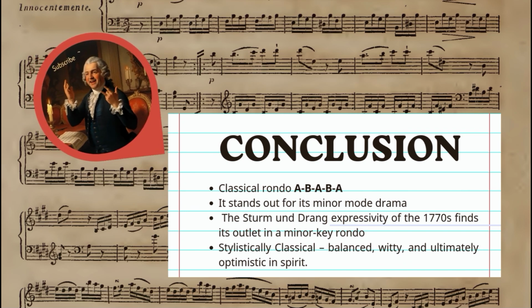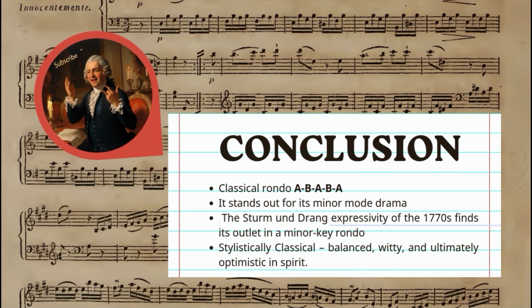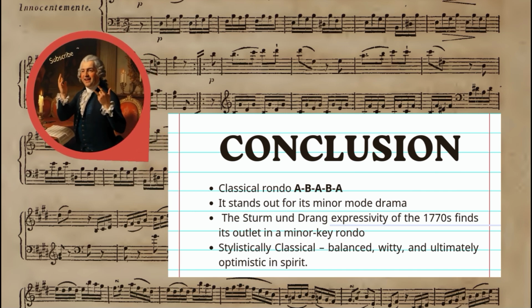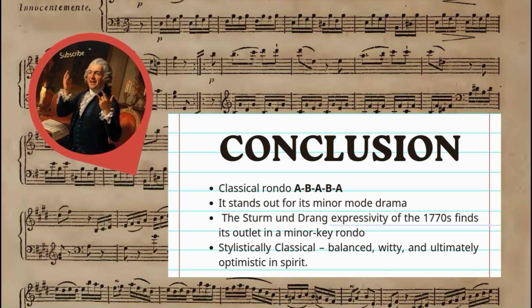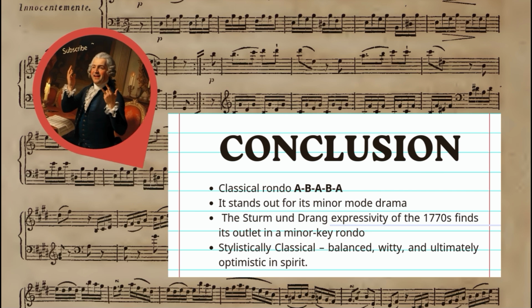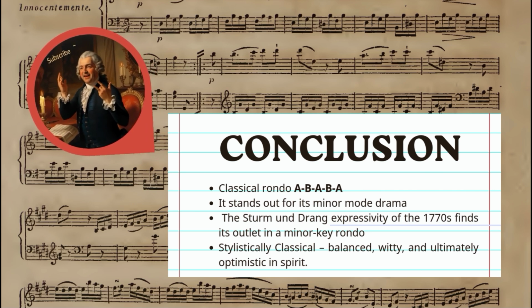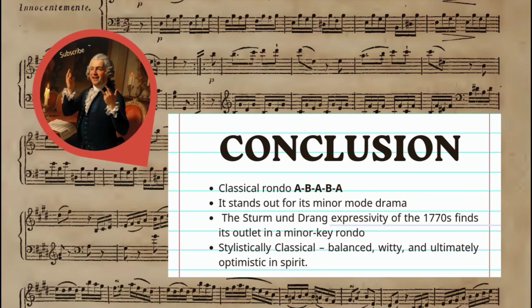The movement's form, content, and context thus all interconnect. The Sturm und Drang expressivity of the 1770s finds its outlet in a minor key rondo that still adheres to the elegant proportions and thematic coherence championed by theorists like Kaplan.